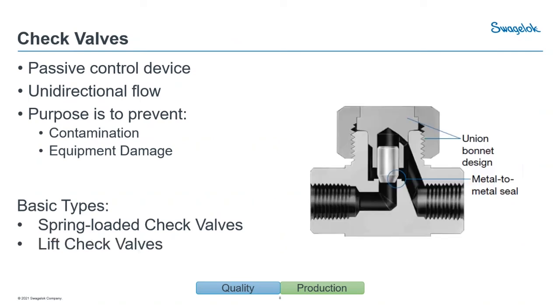The other type would be the lift check valve. This is a gravity-assisted valve where the gravity assists in keeping that poppet closed. The inlet pressure must overcome the back pressure as well as that gravity. It's a very simple design. It has very few internal components, but something to consider: because they are gravity assisted, they must be installed horizontally, as opposed to a spring-loaded check valve, which can be installed in basically any position that's needed. So something to keep in mind there as well.